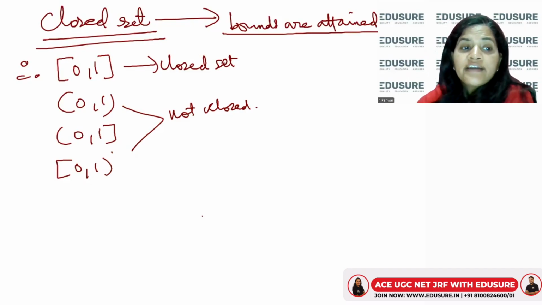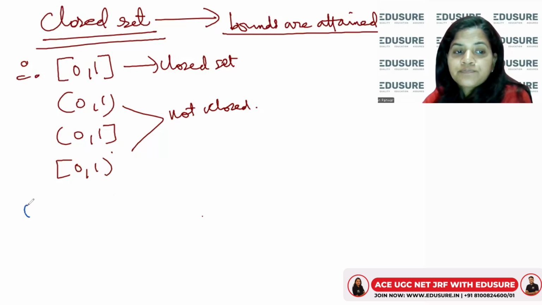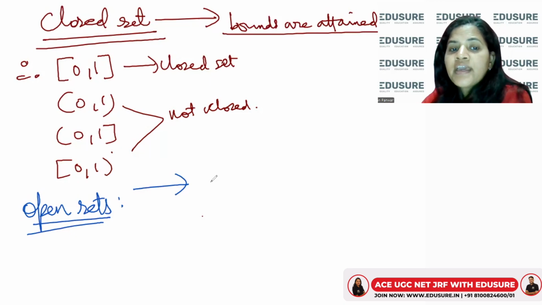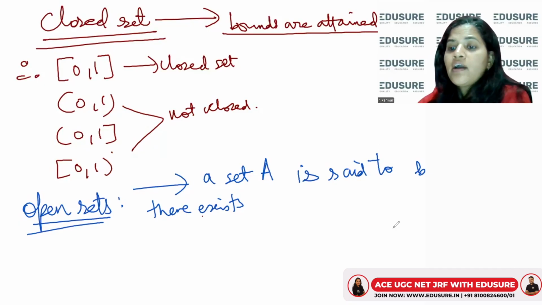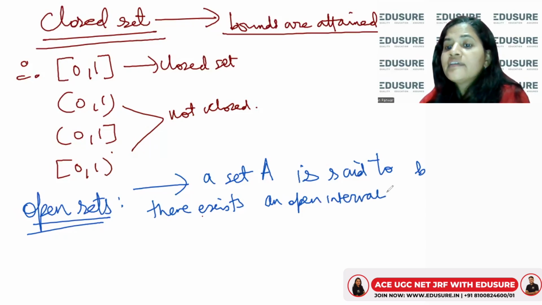Okay. So let us come to the real analysis definitions of open sets and closed sets. So we have open sets. So what are open sets? A set A is said to be open if for all x belonging to A, there exists an open interval containing x, contained in A.